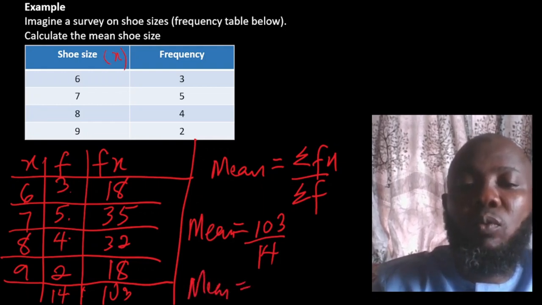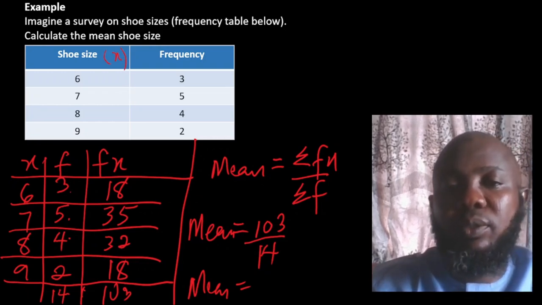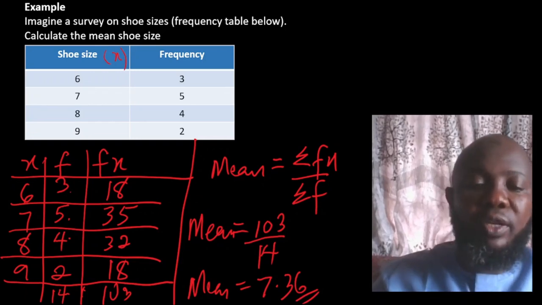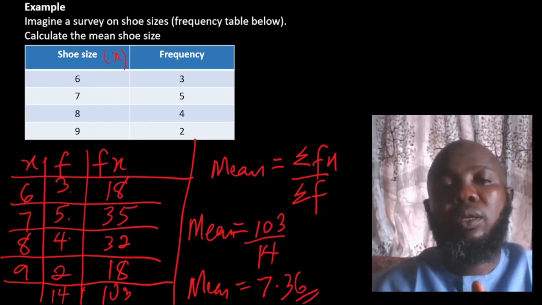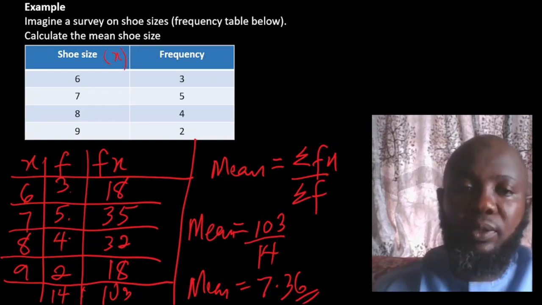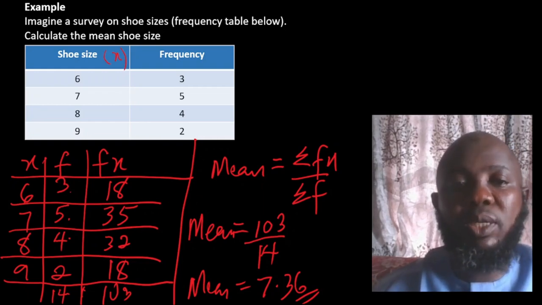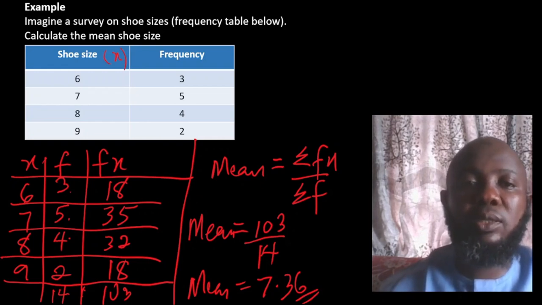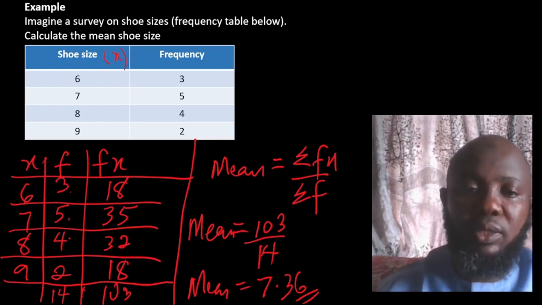will then be 103 divided by 14. So that gives us 7.36. So that is the mean shoe size. The average shoe size of this frequency table is 7.36, or approximately 7. That's the average. I hope this is clear. So this is how to calculate the mean of a frequency table.